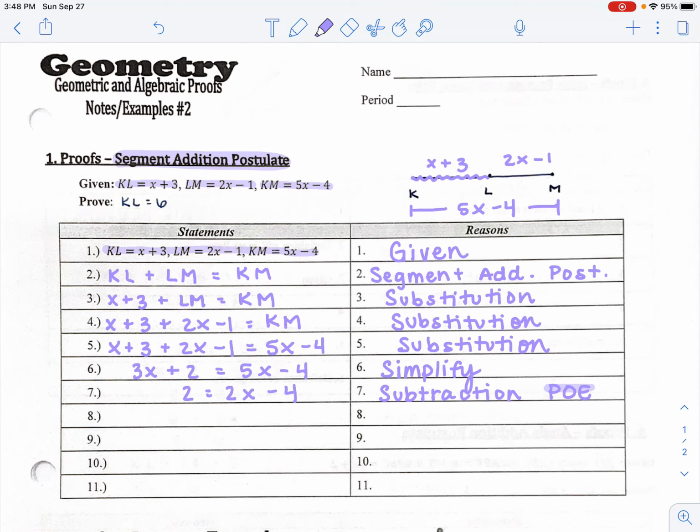By the way, you do not have to write this POE every time. I'm not going to take off points. All right, if you don't write it out, I'm okay with that, but let's try to get in the habit of writing as much as we can in the beginning. All right, we've done that. Now what would you guys do?